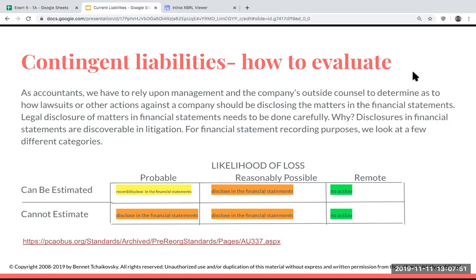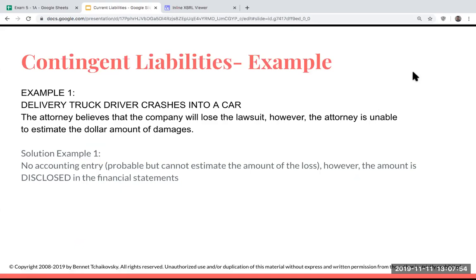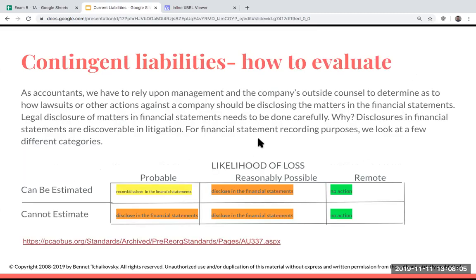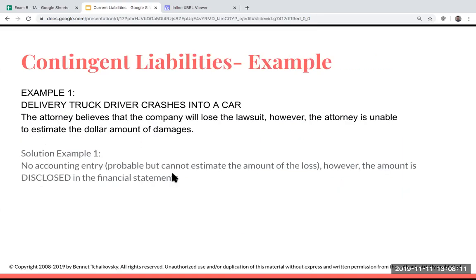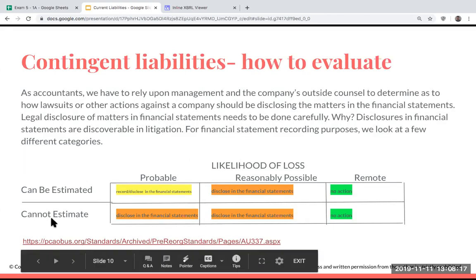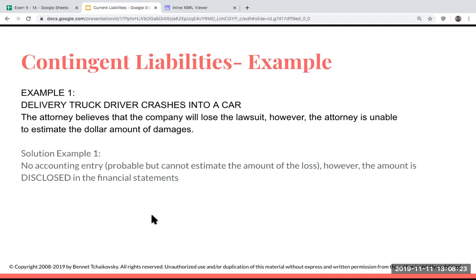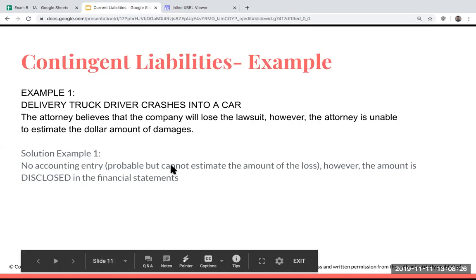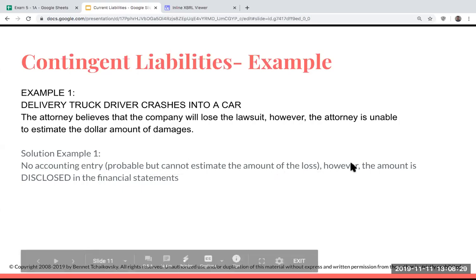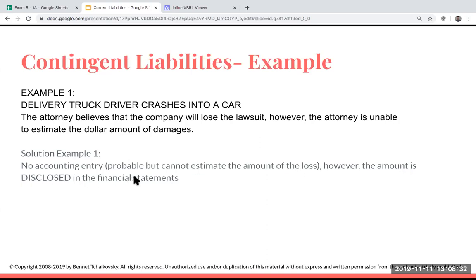So let's look at a few different examples here. A delivery truck driver crashes into a car. The attorney believes that the company will lose the lawsuit. However, the attorney is unable to estimate the dollar amount of the damages. So what would I do? I'm going to lose the lawsuit, meaning it's probable that I'm going to have to pay something out. However, I'm unable to estimate the dollar amount of the damages. So this is probable and cannot estimate. Therefore, we're going to disclose it in the financial statements. So over here, no accounting entry, probable but cannot estimate the amount of the loss. However, the matter is going to be disclosed in the financial statements.